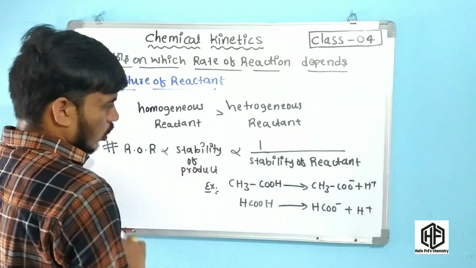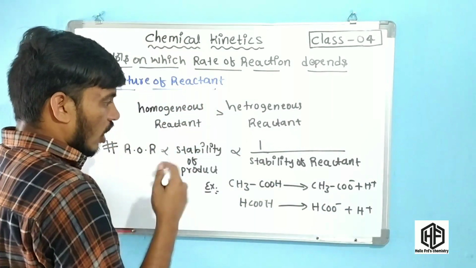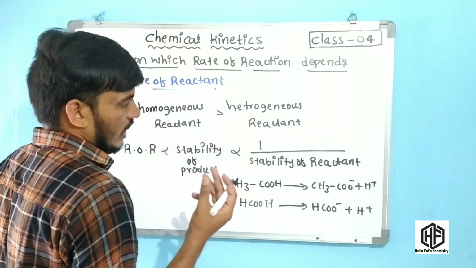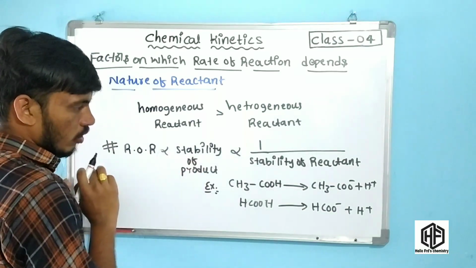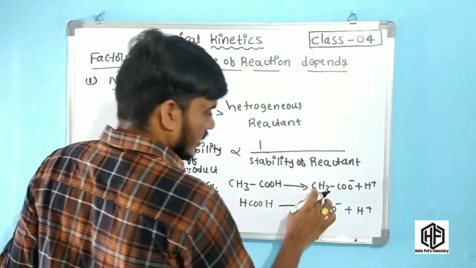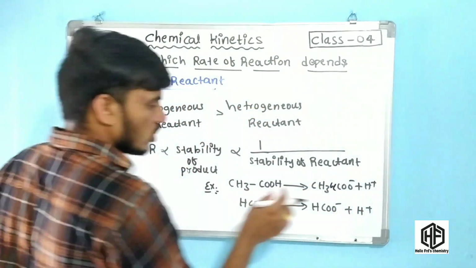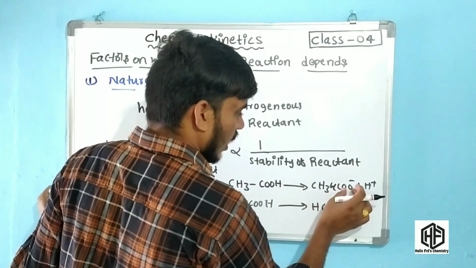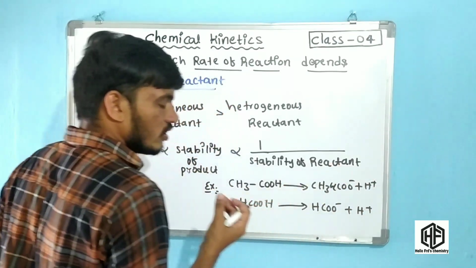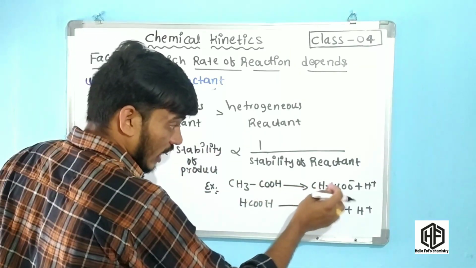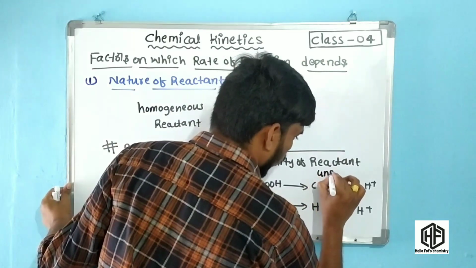The stability of the product. Now the rate of reaction is directly proportional to the stability of the product. Friends, in this case, CH3COOH has a minus I effect present. Because of this minus I effect, the electronegative atom carries a negative charge and these electrons are donated. What happened, friends? This is unstable.